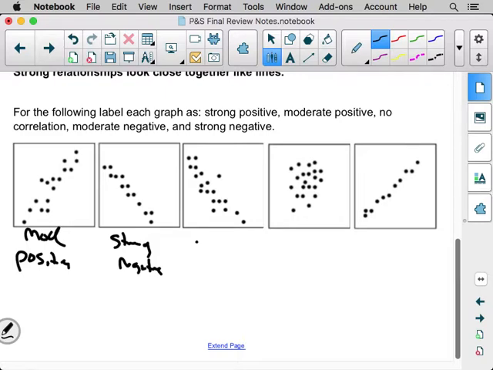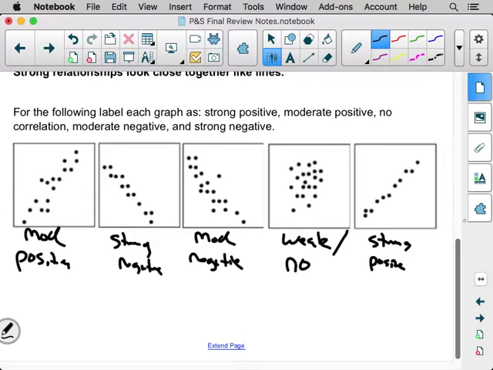This one I'd say is a much more moderate negative relationship. It's not as well put together, but you're still definitely seeing it's forming a line. This one, wow, is this weak. So this one is weak versus, I'd almost say, no correlation. Again, you can barely decide if it's positive or negative. That is a very, very weak relationship, basically no relationship. This one is a very strong positive relationship.